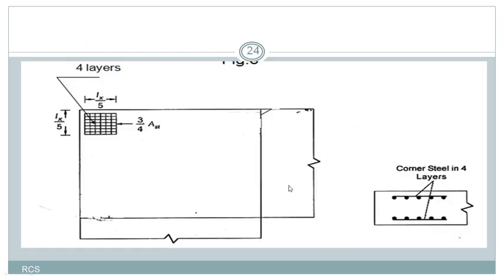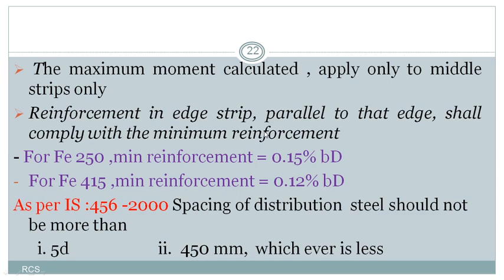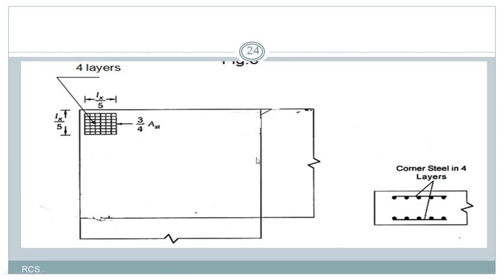See, so this is the slab. What the first statement says, the torsional reinforcement shall be provided at every corner where the slab is simply supported on both the edges meeting at the corners. See, so this is a simply supported slab, and this is one edge of the slab, this is another edge of the slab. These two edges are meeting at this corner. Here we have to provide torsional reinforcement. I can say these two edges are discontinuous edges.